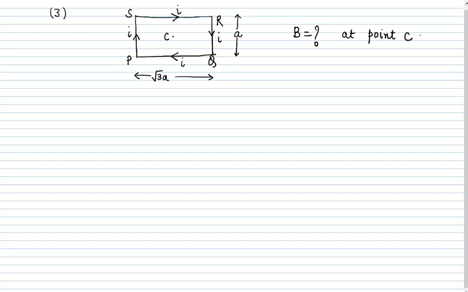Right? So basically there is a current carrying loop which is a rectangular loop whose sides are given to us as a and root 3a, and we have to calculate the resultant magnetic field at the center of this rectangular loop. So let us move to the solution.